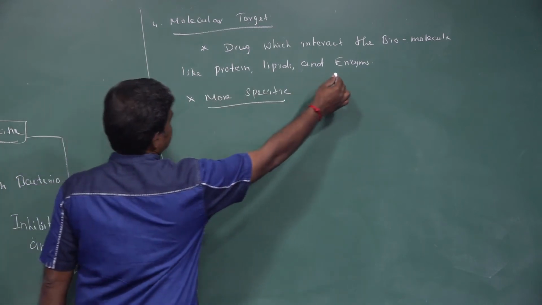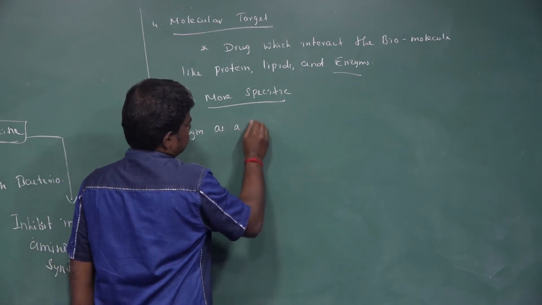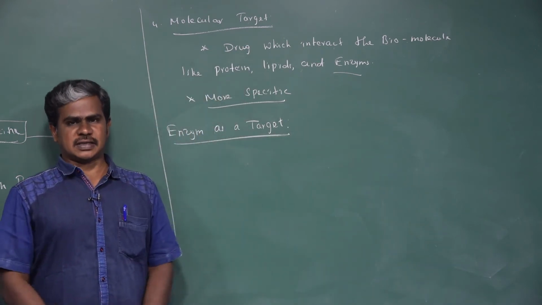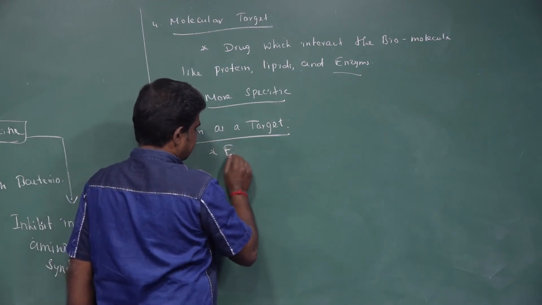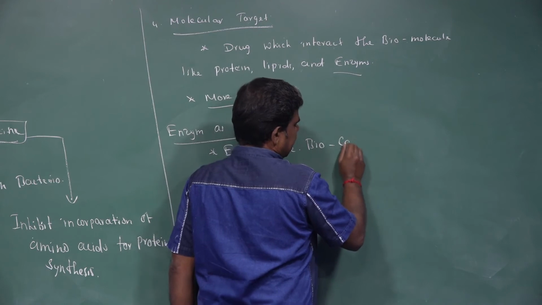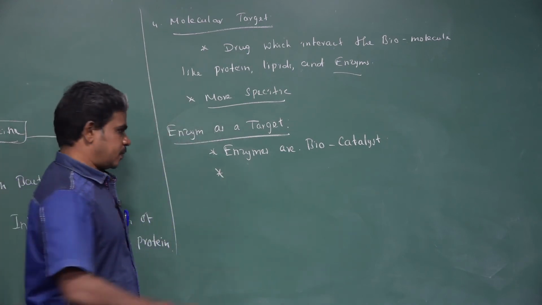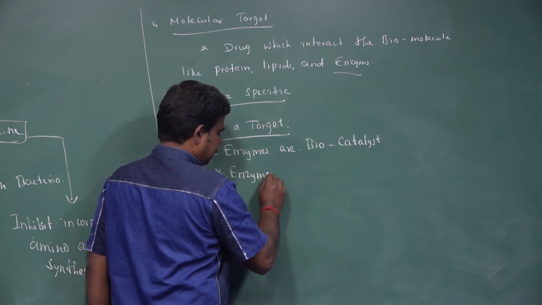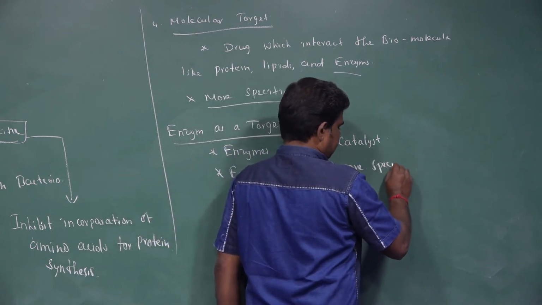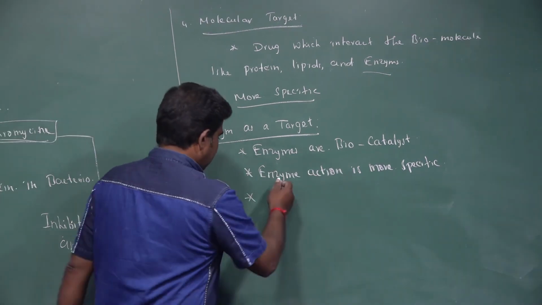So, enzyme as a target. Suppose we are taking the enzyme as a target. You know that enzymes are biocatalysts. And the enzyme action is more specific. That means for a particular chemical reaction, a particular enzyme is used.